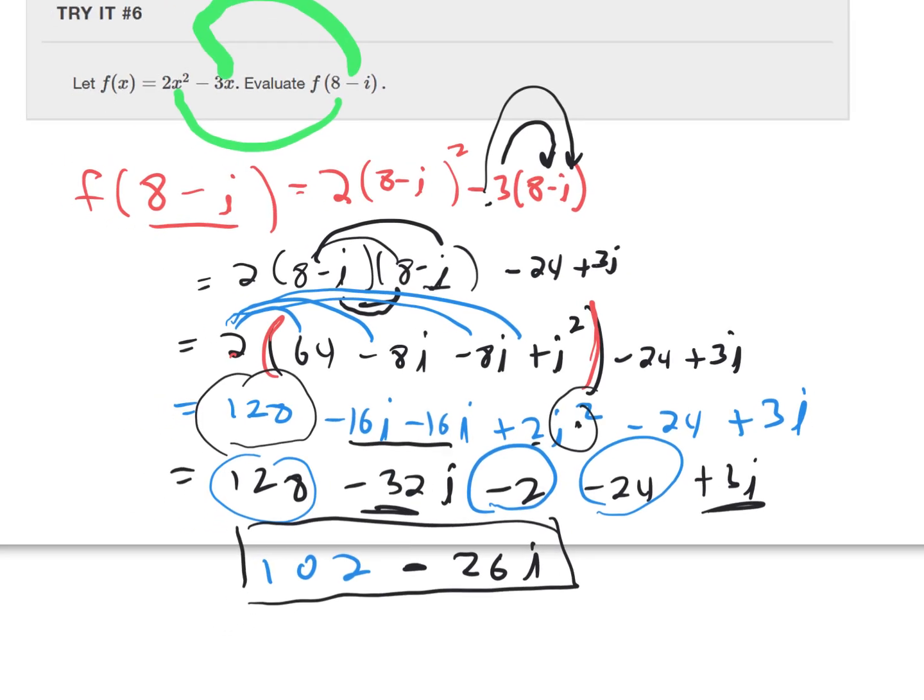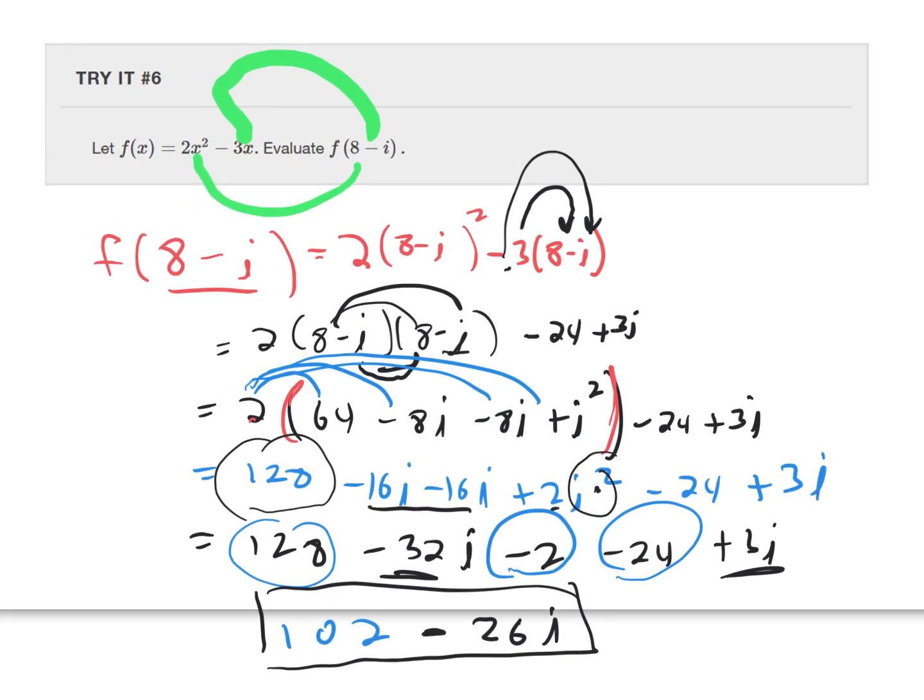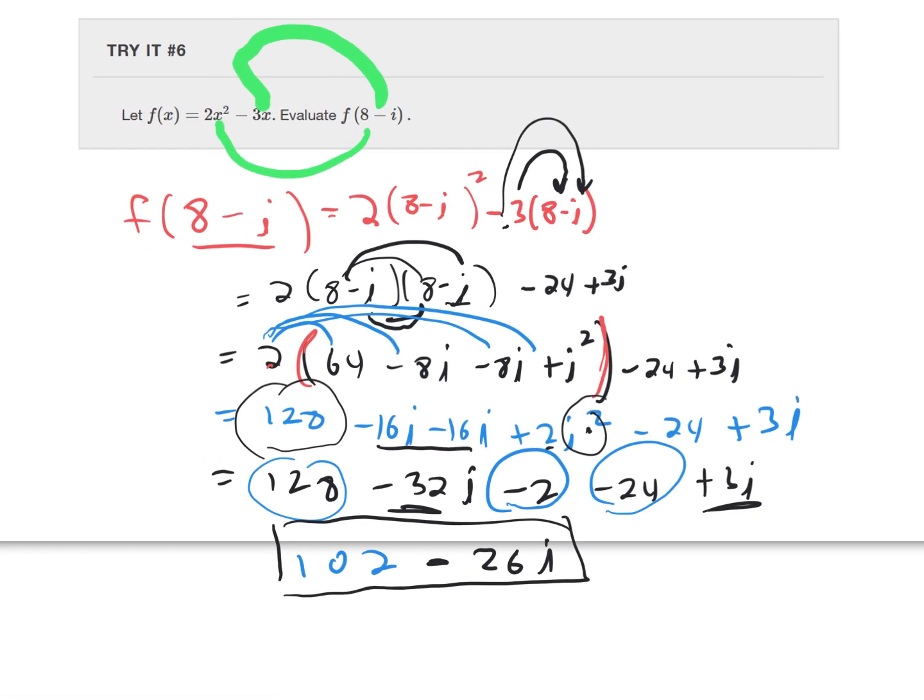So think about that for a minute. This was a try it, so I don't have a solution for you. You're going to have to take my word or do it a couple times and see if you disagree with me. This is where you'll earn your points, I'll tell you that. You find my mistake, if I have one.